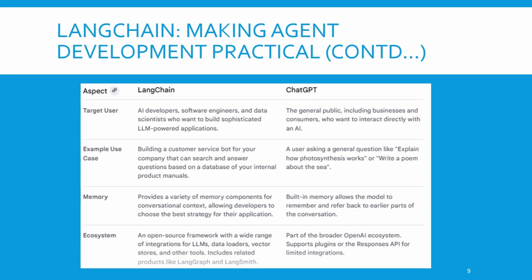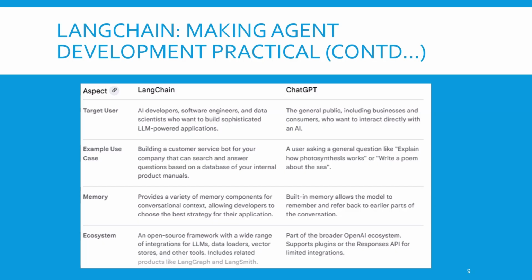Then the target user for LangChain is AI developers, software engineers, and data scientists. ChatGPT is for the general public. An example use case for LangChain is, suppose there is a customer service bot that you are building for your company that can search and answer questions based on a database of your internal product manuals. So that's very niche to your company. While with ChatGPT, suppose there is a user who asks a general question, like explain so and so process, write a poem on so and so, right?